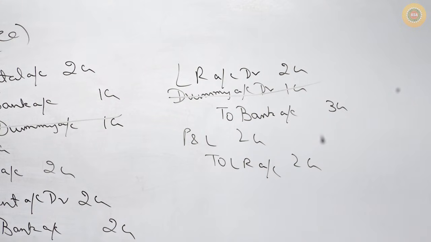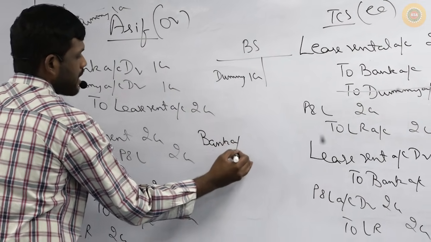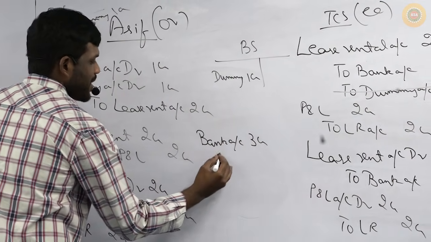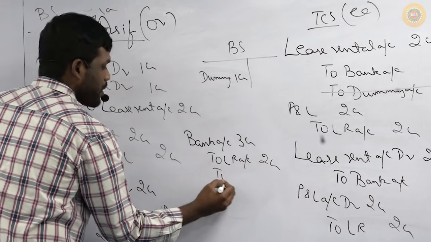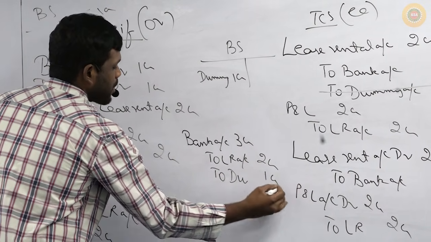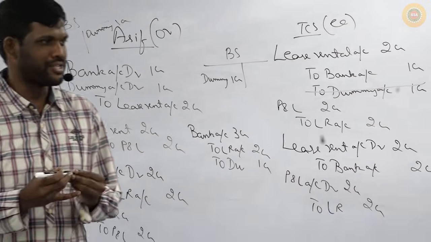Sir, what will be the entry in the books of Asif sir? Bank account debit 3 crores to lease rent account to dummy account 1 crore. This lease rent will be closed and taken to P&L. Understood?